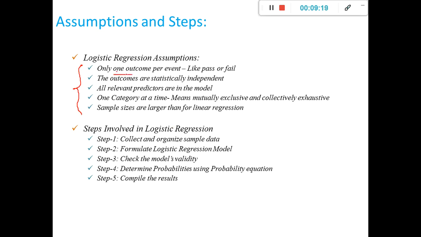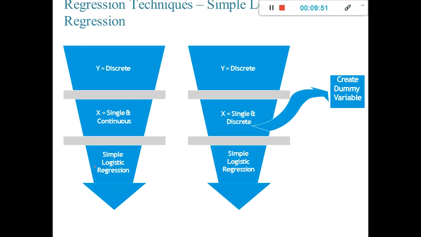So we have seen these in detail. Only one outcome per event, like pass or fail. The outcomes are statistically independent. Relevant predictors have to be in the model. One category at a time, meaning mutually exclusive and collectively exhaustive. And sample sizes are larger than linear regression. Why? Because we don't have any transformation techniques over here like we used to have in linear regression. And these are the various steps to go ahead and build a logistic regression model.